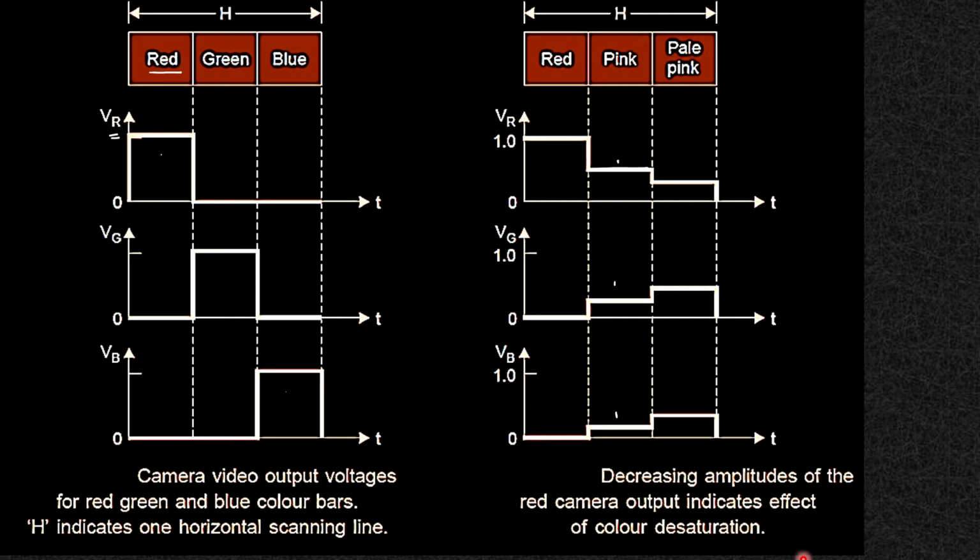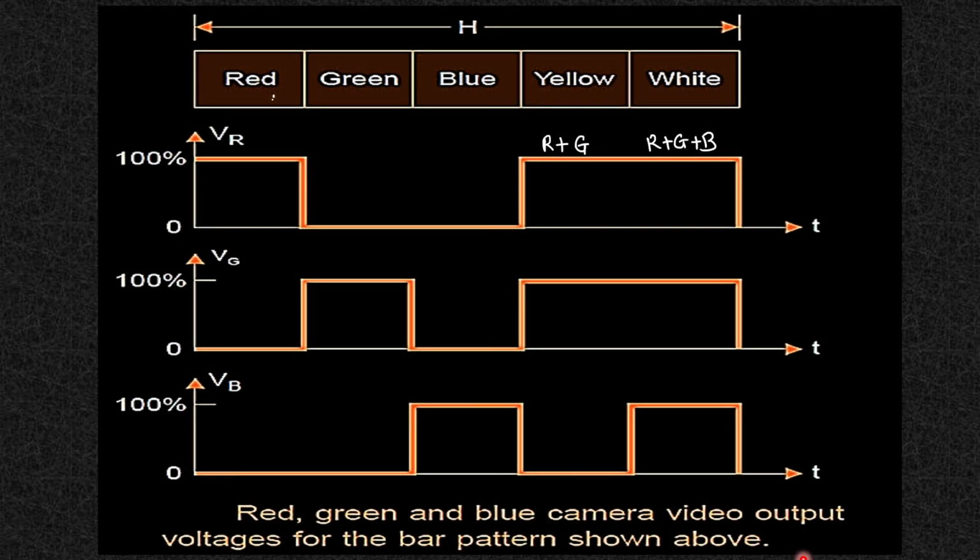Now let us talk about the luminosity associated with the respective colors. Luminosity is the intensity of light regardless of the color. Here you will find red VR output will be 1, green VG output will be 1, blue VB output will be 1. Yellow is the combination of red plus green, so both camera outputs will be high and the blue camera output will be low. White has all three colors present, so all three camera outputs will be high.